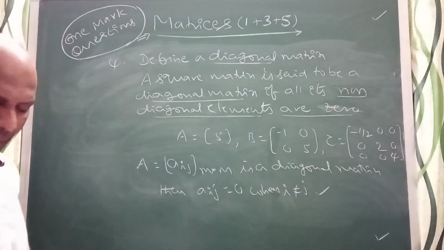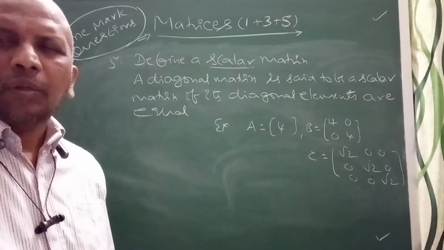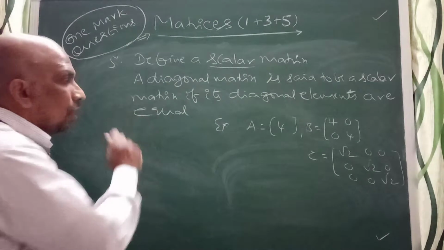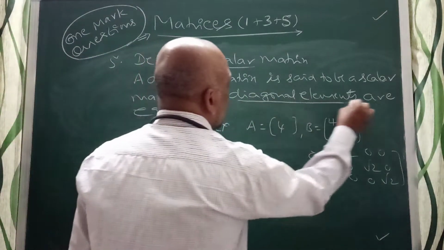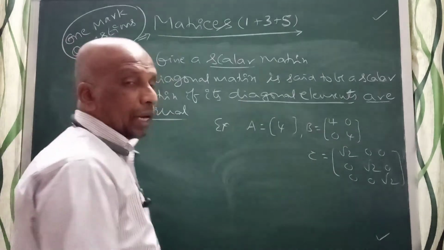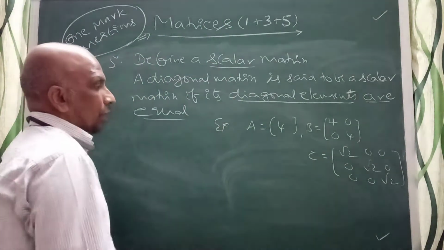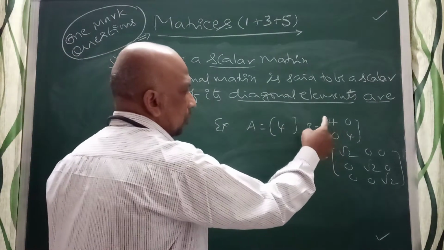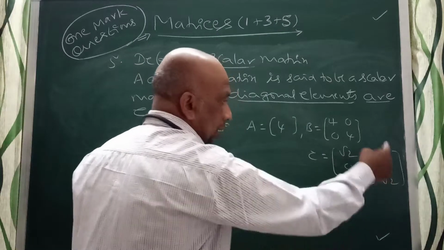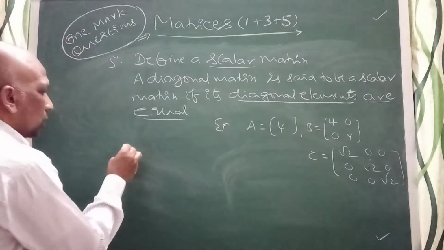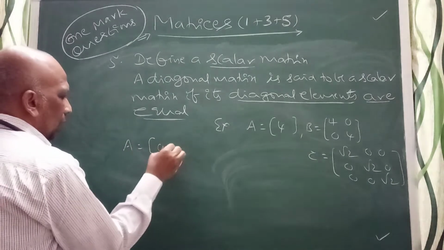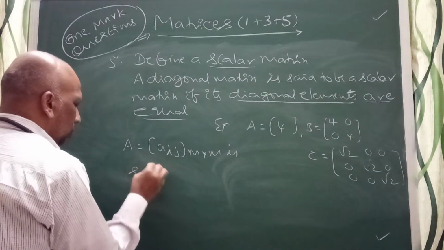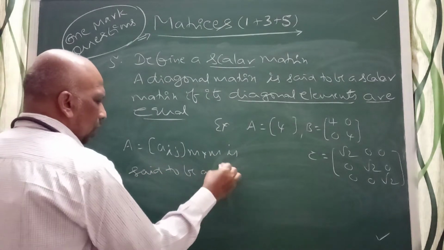Now I can define the next one, the scalar matrix. Define a scalar matrix. A diagonal matrix is said to be a scalar matrix if its diagonal elements are equal. That should be a diagonal matrix, which means it is a square matrix only. So here, 4 and 4: the diagonal elements should be equal and the other elements should be 0. I can also say, suppose A = [aij] of order m by m is a scalar matrix.